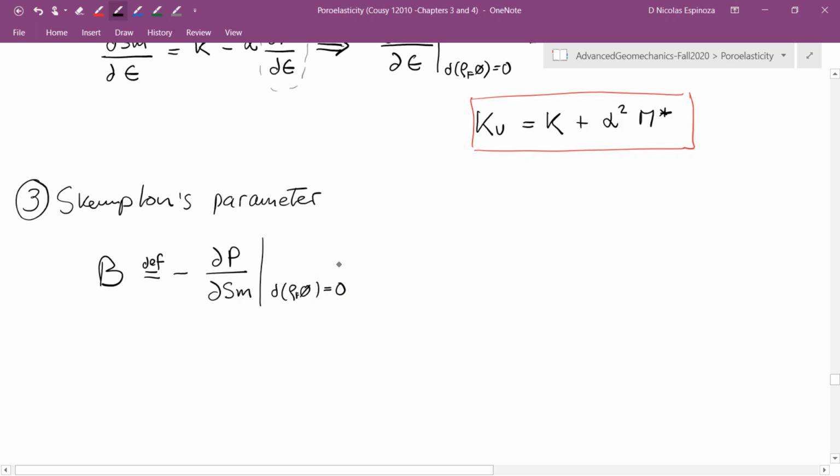Let me see if I used the F before. Yeah, I did use the F over there. So density of the fluid times porosity equal to 0.